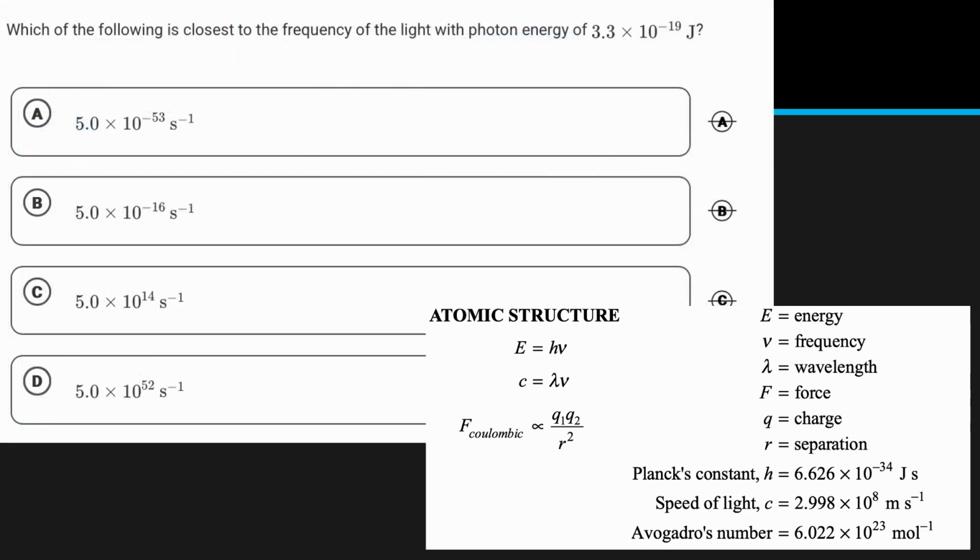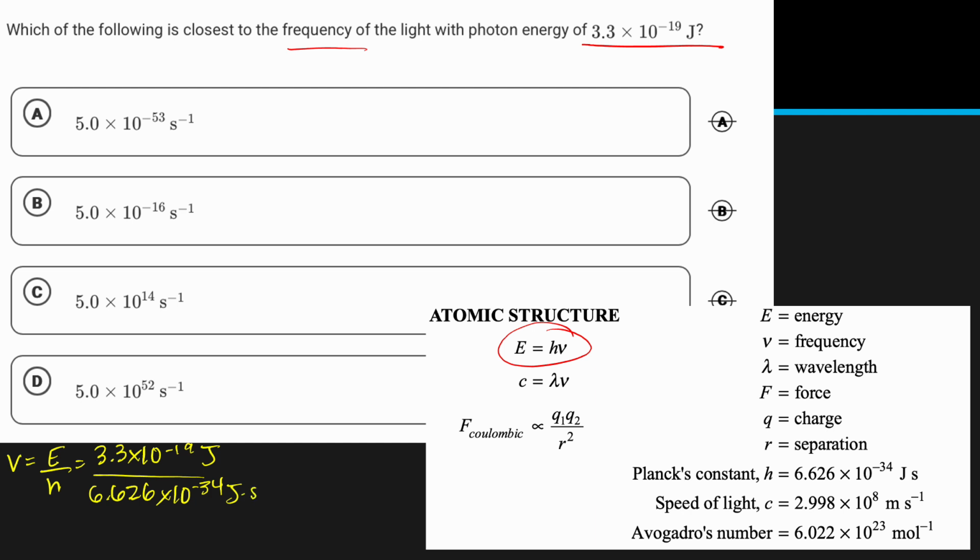All right, and for our last question of this lesson, which of the following is closest to the frequency of the light with photon energy of 3.3 times 10 to the negative 19th joules? So we're given energy and we're solving for frequency, which are in the same equation. So we are just rearranging that formula to solve for frequency, which would mean energy over Planck's constant. So energy is given to us at 3.3 times 10 to the negative 19th joules. Planck's constant is always the same, 6.626 times 10 to the negative 34th joules times seconds.